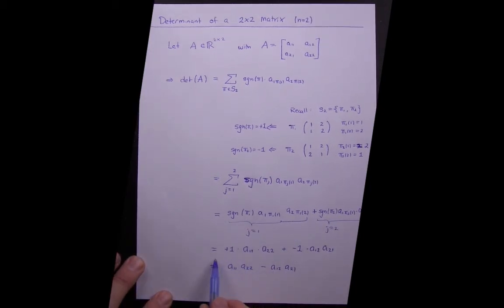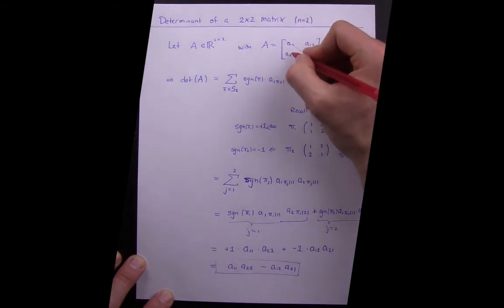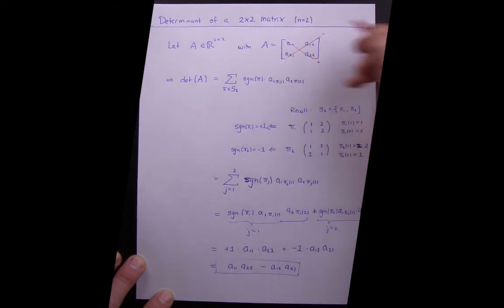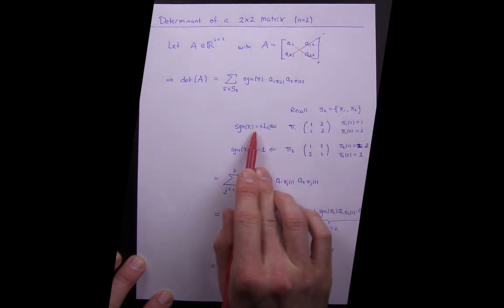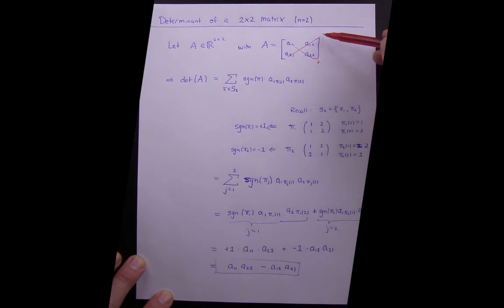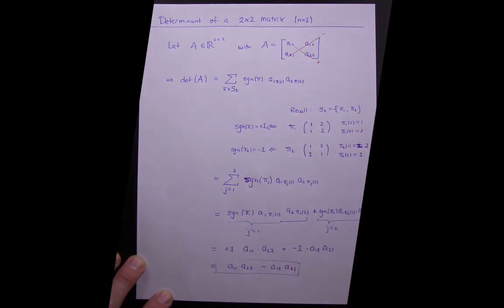Well, this is the exact determinant formula that we know and love for 2 by 2 matrices. In particular, it's the product of the diagonal with a positive minus the product of this diagonal. And this positive came from the fact that the sign of the identity permutation is a positive, and this negative came from the fact that the sign of the transposition is a negative.